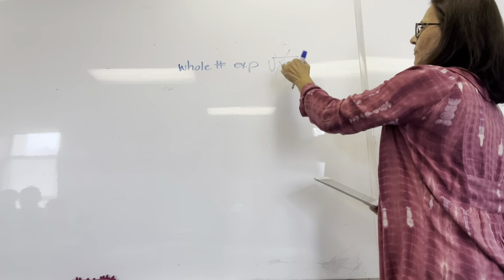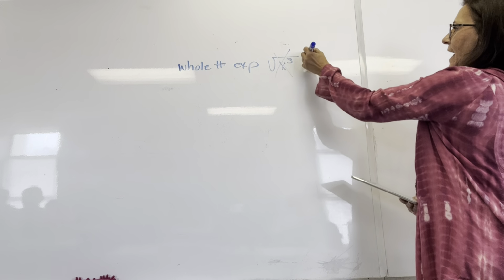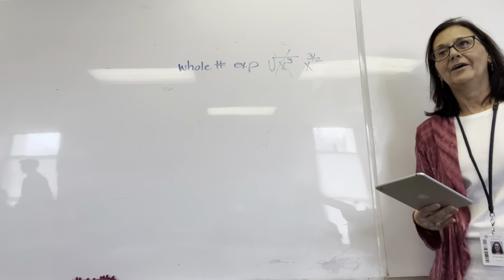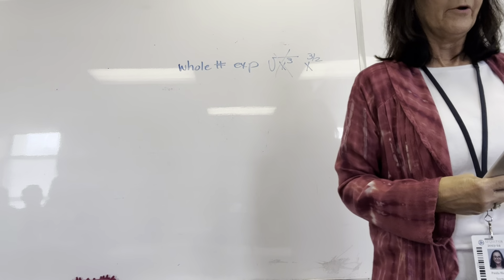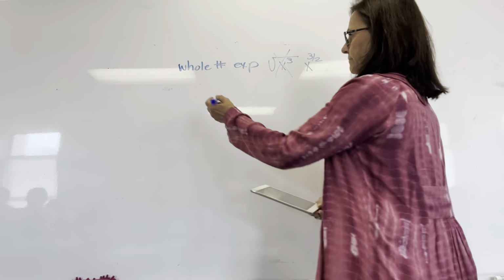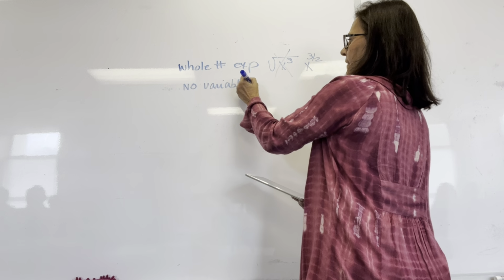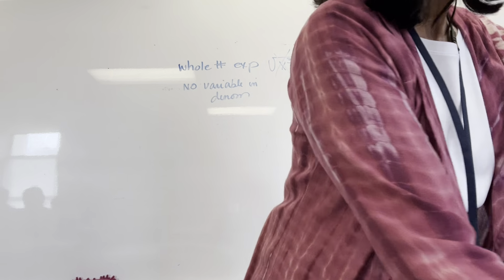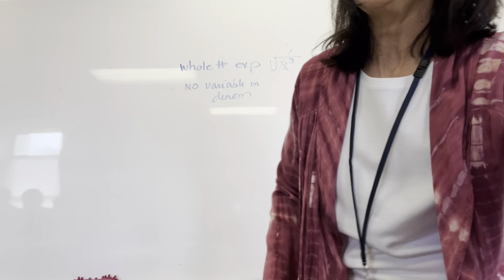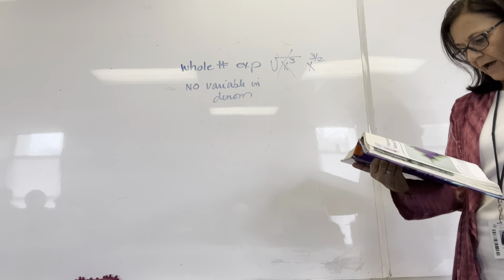That one was x cubed. There we go. That's not a whole number exponent because that's x to the 3/2. The other one was just x. Bad example, huh? So whole number exponents and no variable in the denominator. That's the two rules. It is a polynomial if all of the exponents are positive, are whole numbers, and there are no variables in the denominator.